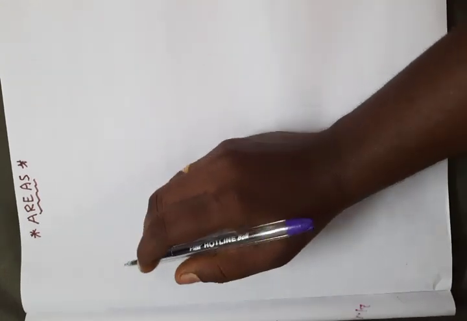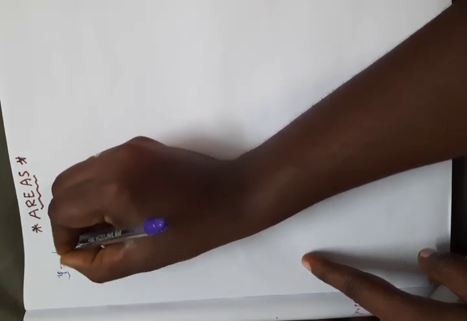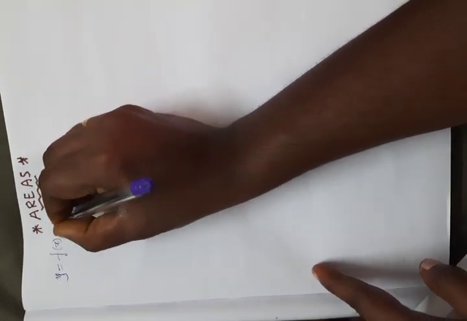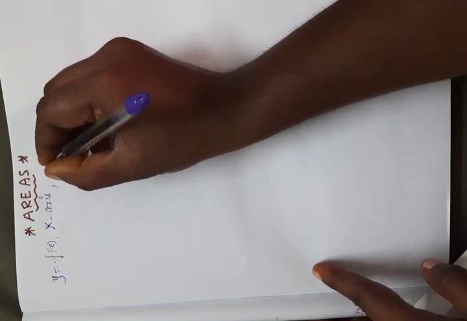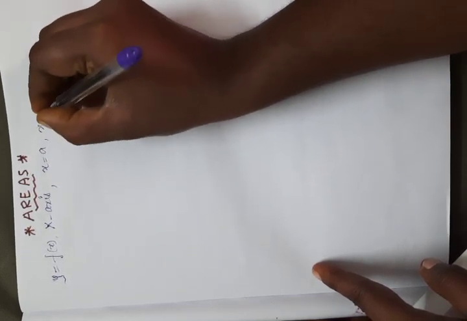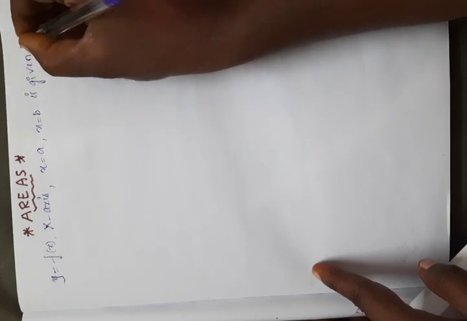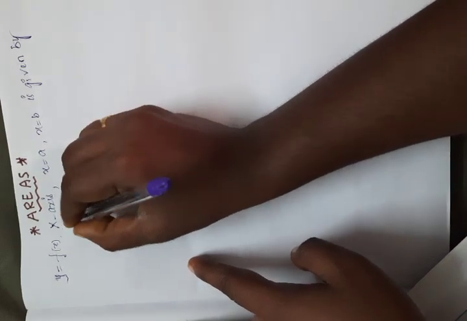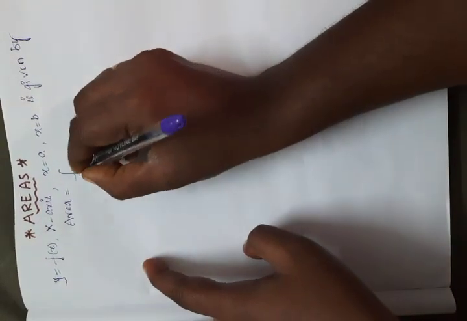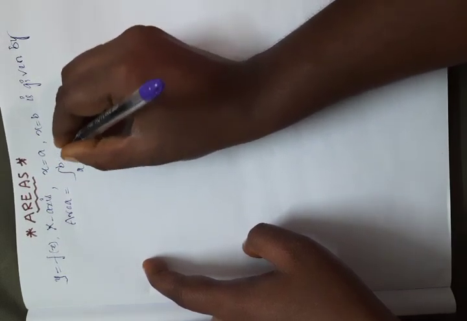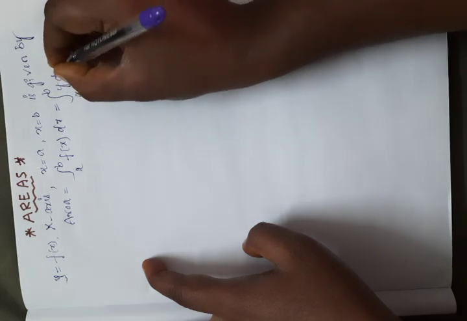The area enclosed by the curve y equal to f of x, the x-axis, and the ordinates x equal to a and x equal to b is given by, area is denoted with the letter A. Therefore, area equals integral over a to b f of x dx, or it is equal to integral over a to b y dx.